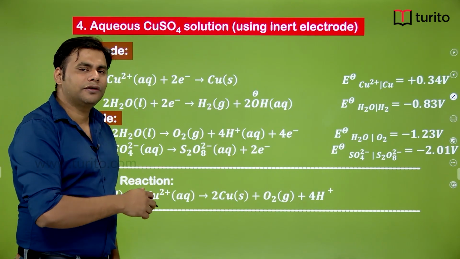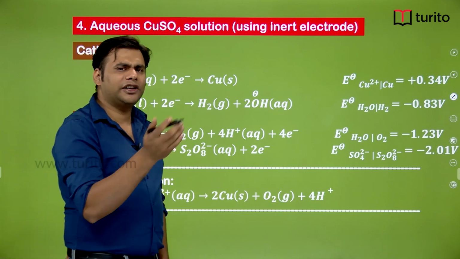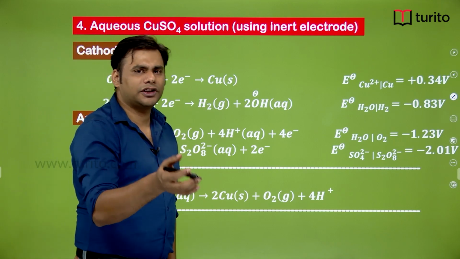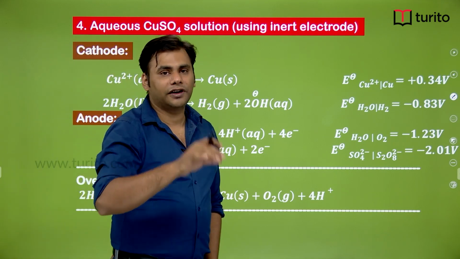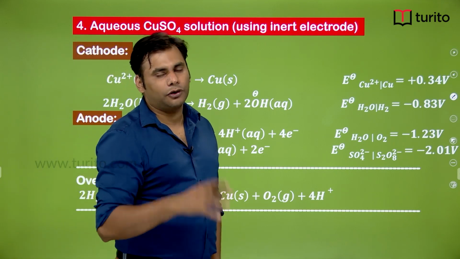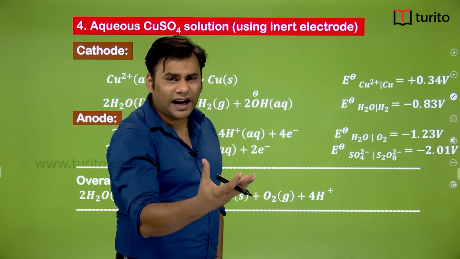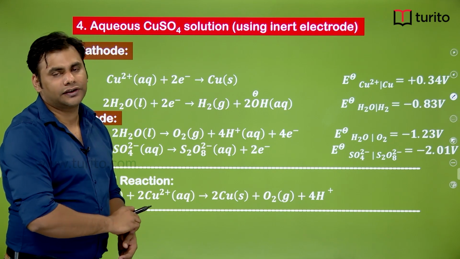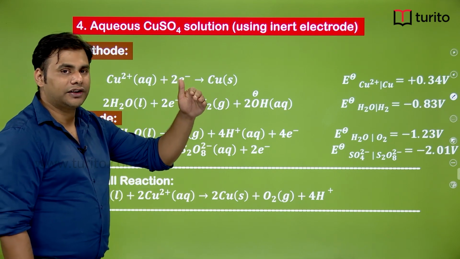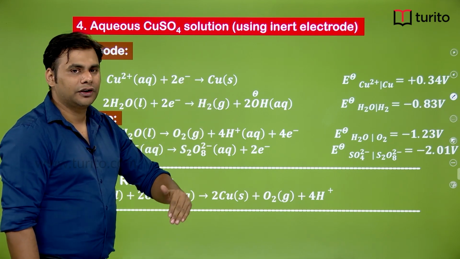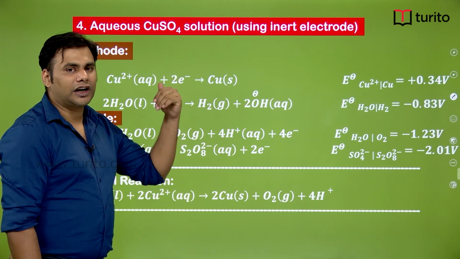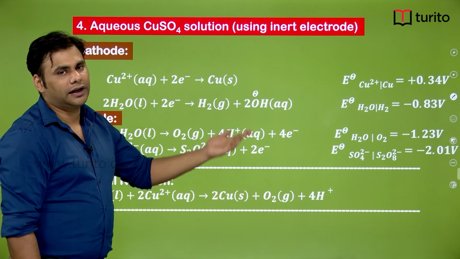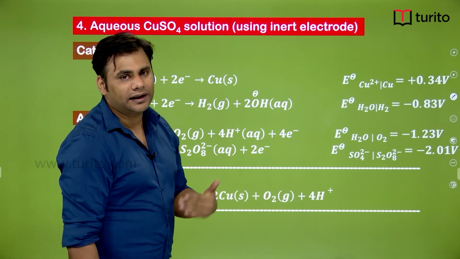Now Cu2+ will migrate towards cathode. There should be H+ also migrating towards the cathode because it is an aqueous solution, but H+ is present in very small amount and water is present in excess, so we will write the reduction of water only. So Cu2+ when reduced gives us copper. If you remember the series, copper was below H+ in the discharge potential data. So the tendency of Cu2+ to get reduced is more.